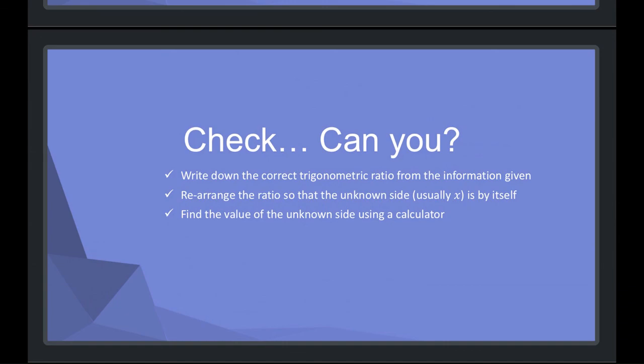Write down the info from the question, flip it around so the x is by itself, put it into our calculator, get the answer. If you still have questions about that, or you have questions about any other work in the textbook, get in touch with your teacher.